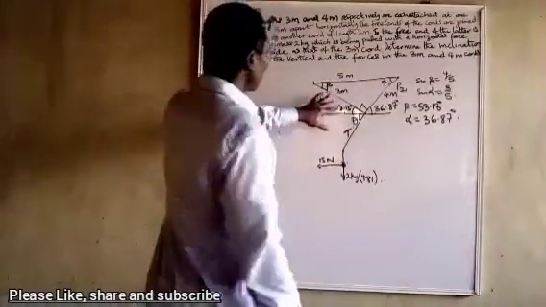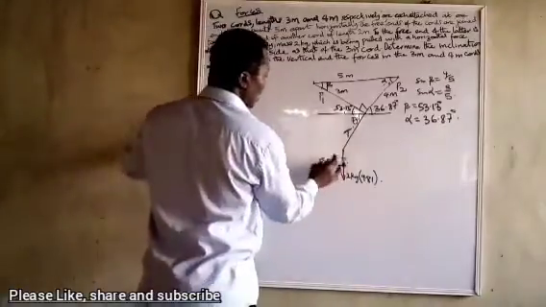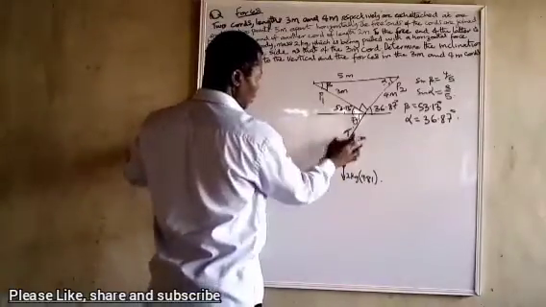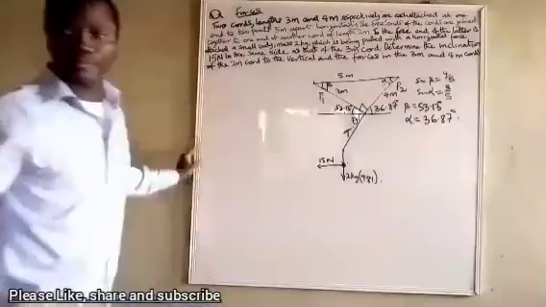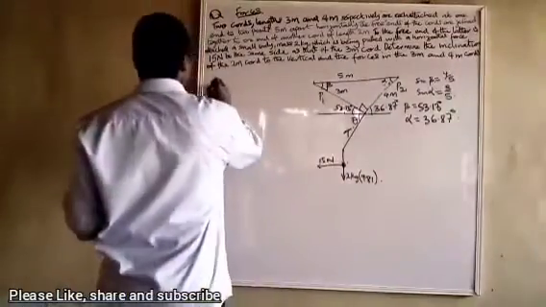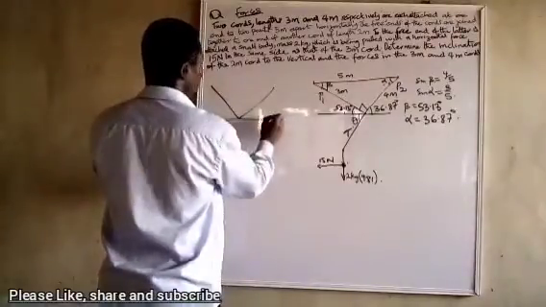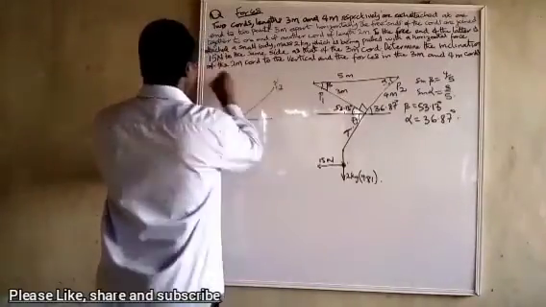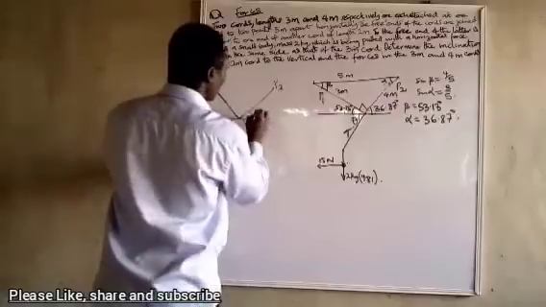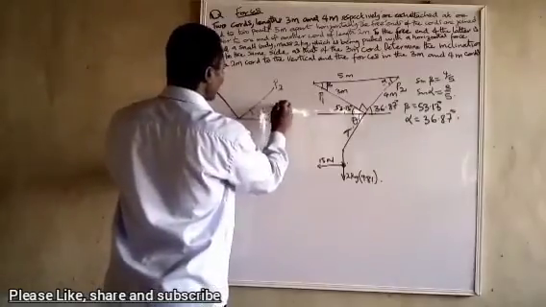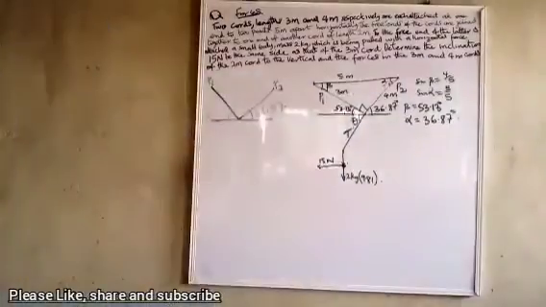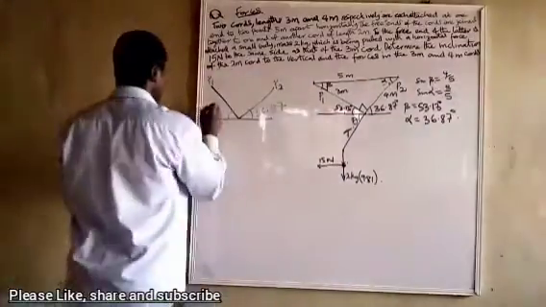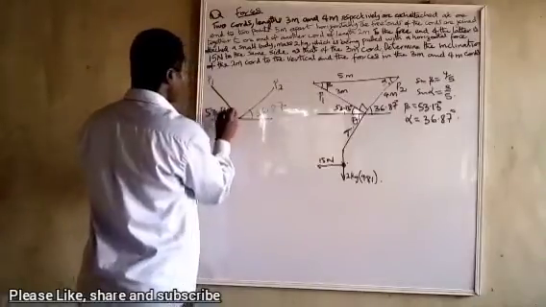So what we have now is these are the components of force T. So we have P1 like this, P2 like this. P1 is like this, and this is 36.87. This is 53.13 degrees.